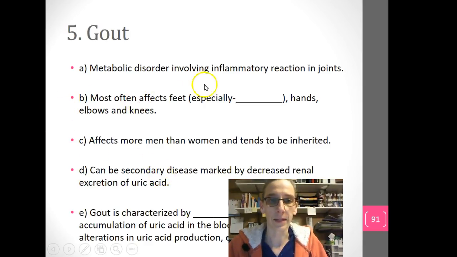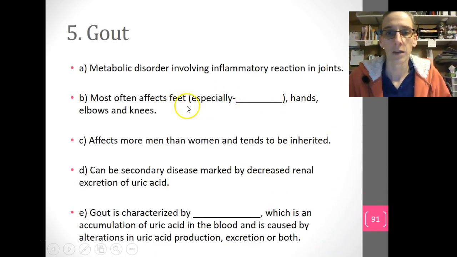All right, gout is a metabolic disorder involving inflammatory reactions in the joints. Most often affects the feet, especially what? Hopefully you guys know this or will look it up for me. Most often affects the big toe, hands, knees, and elbows. It affects more men than women and tends to be an inherited disorder.